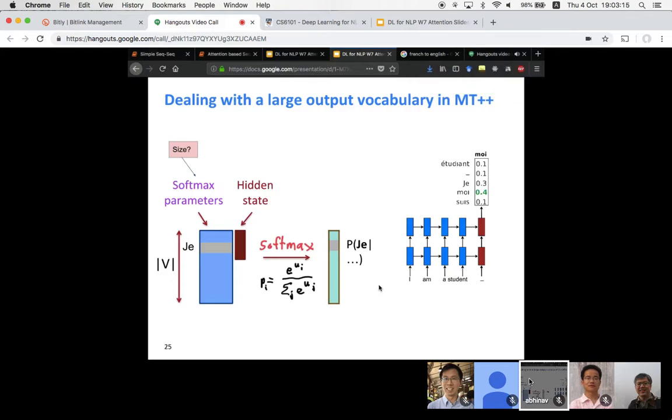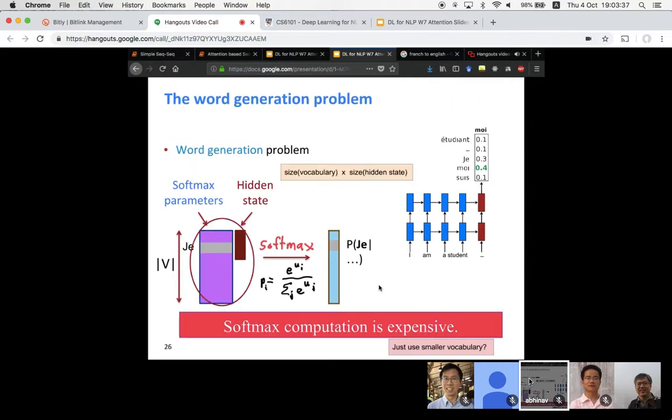This is a quick question. Which one, the blue one? Yeah, the size of V. Yeah, that's right. It's just the vocabulary size. The main reason they need to deal with this large output is softmax. It's a very expensive calculation. If you deal with a very large vocabulary, it takes a lot of computational resource, so it's not an efficient way to deal with this kind of problem.